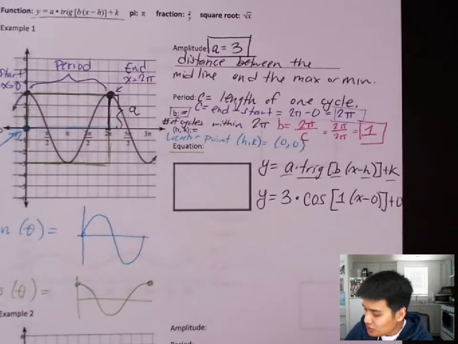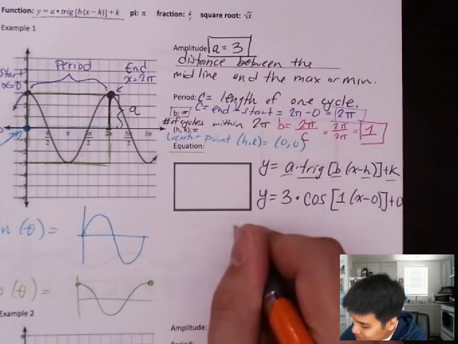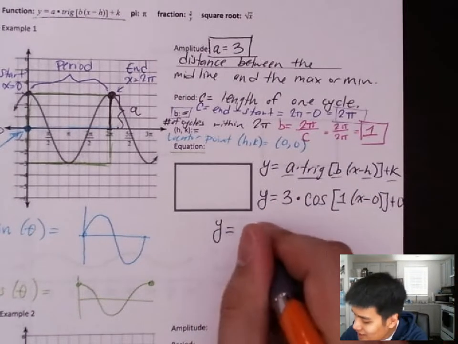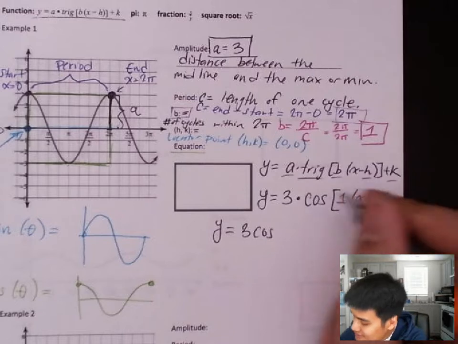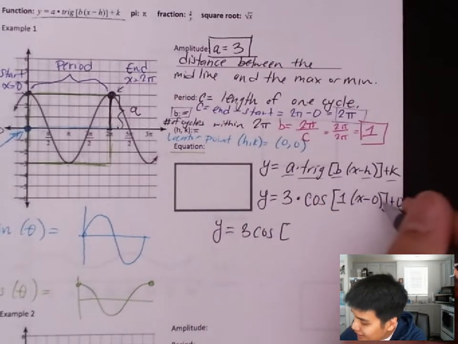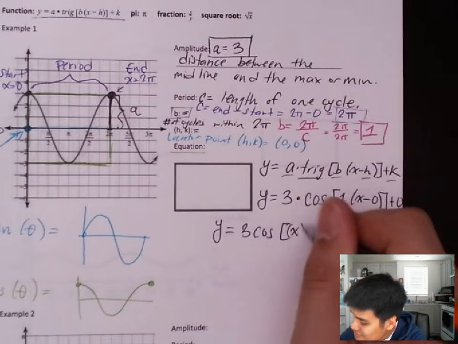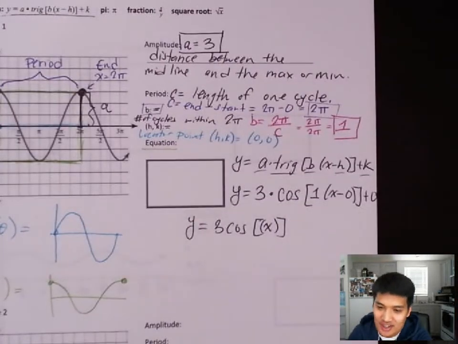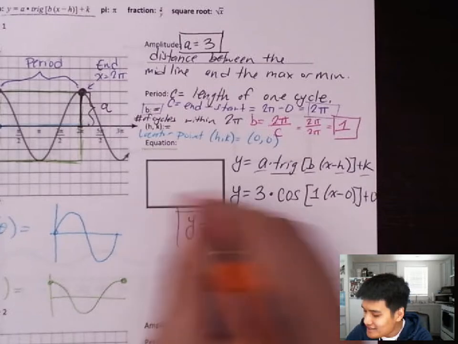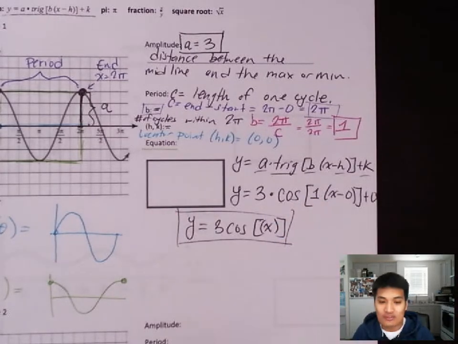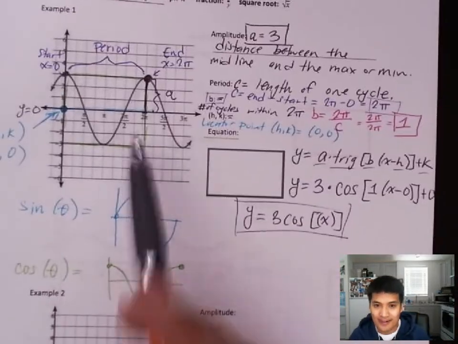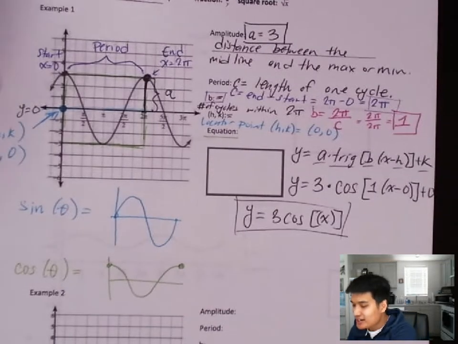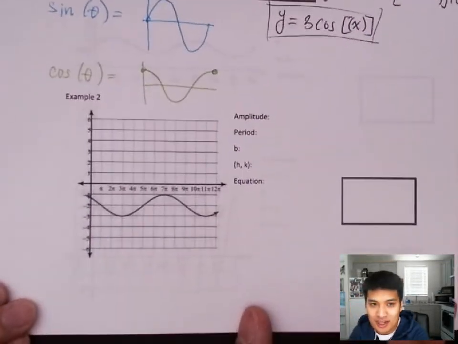Okay, so simplified further, just to make it look nice, here I have 3 cosine x, and that's it, right? Because x minus 0 is just x, 1 times x is just x, add 0 does nothing for me. So this right here is the actual equation for this graph here. Okay, so I could do the same thing for this bottom problem here.